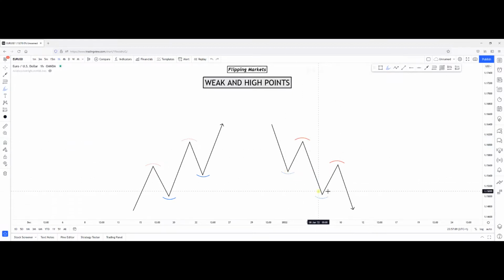It created another break of structure here. So this means it created a new strong high, which will be this one. So these are the strong highs. These are the strong lows. Okay, but what do we call a weak high? Weak high or weak low?